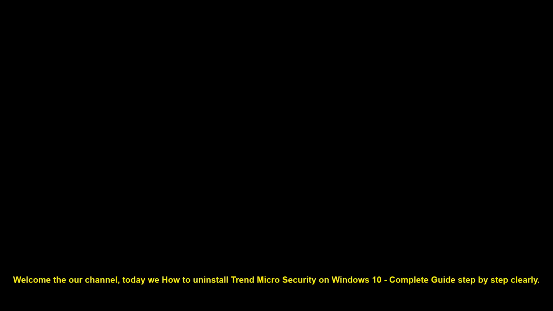Welcome to our channel. Today we show how to uninstall Trend Micro Security on Windows 10, a complete guide step by step clearly. To begin, click on the Windows icon in the bottom left corner of your screen.